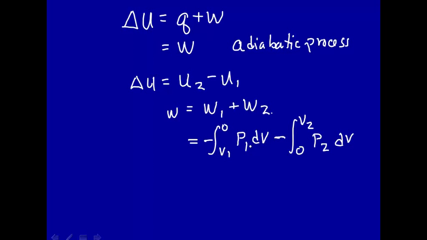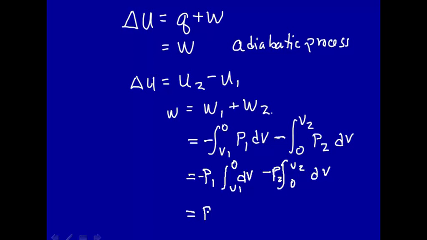So we can pull out the pressure, a constant pressure process. This would just be minus P1 times the integral from V1 to 0 of dV, minus P2 times the integral from 0 to V2 of dV. And we evaluate this: P1 times 0 will be 0, minus, minus, so this comes out to be a positive P1 V1 minus P2 V2. So that's the total work done, the compression on the left-hand side and the expansion on the right-hand side: just P1 V1 minus P2 V2.